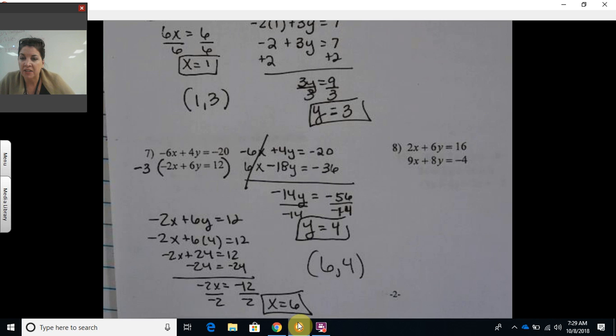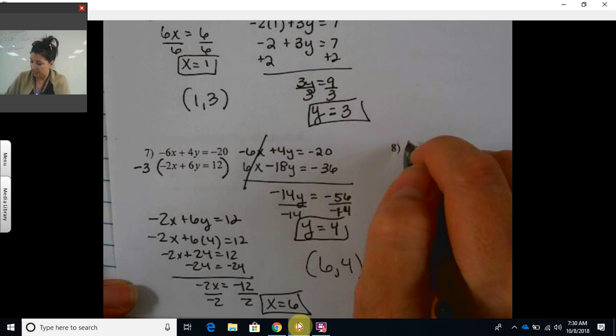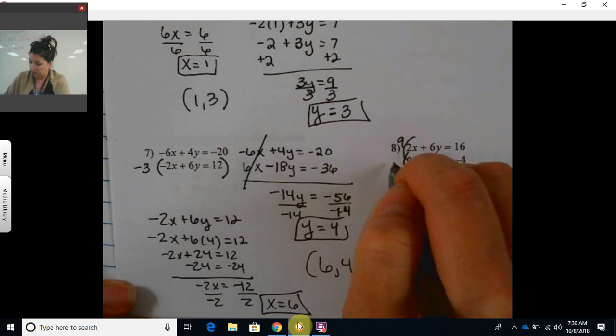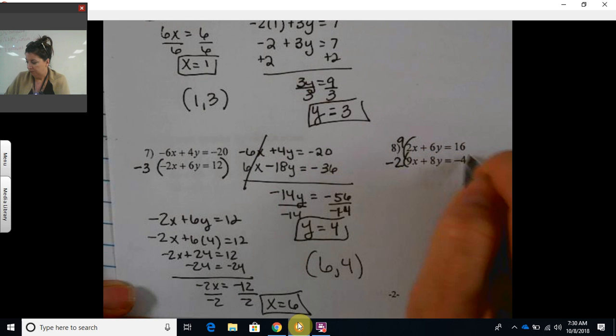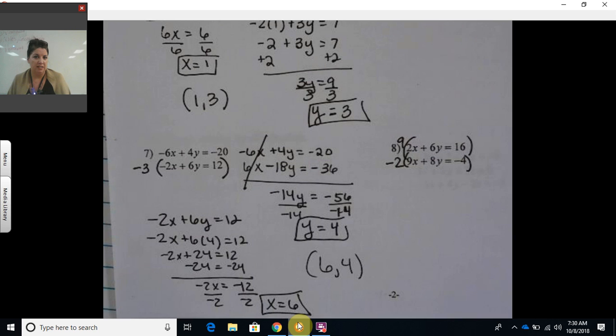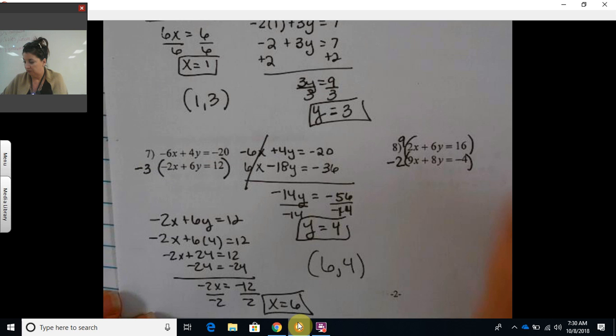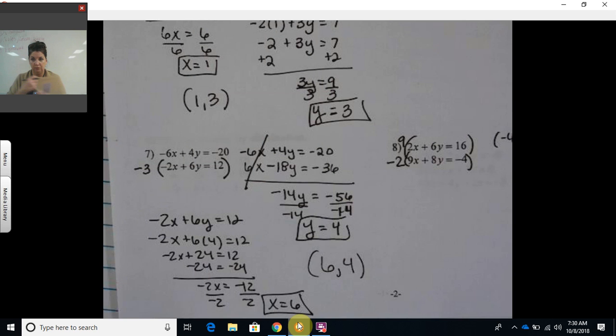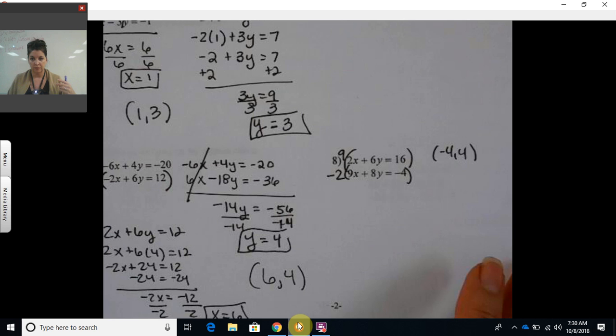How about if I eliminate my y's? 24. Okay, so I'd multiply the top equation by 4, the bottom equation by 3, and one of them's got to be negative. So I would probably eliminate my x's, and I would do the bottom by negative. But I could do negative 9 and positive 2, or positive 9, negative 2. I'm not going to work that out. And you know the answer to that one I already gave you is negative 4 comma 4. Everybody cool with elimination?